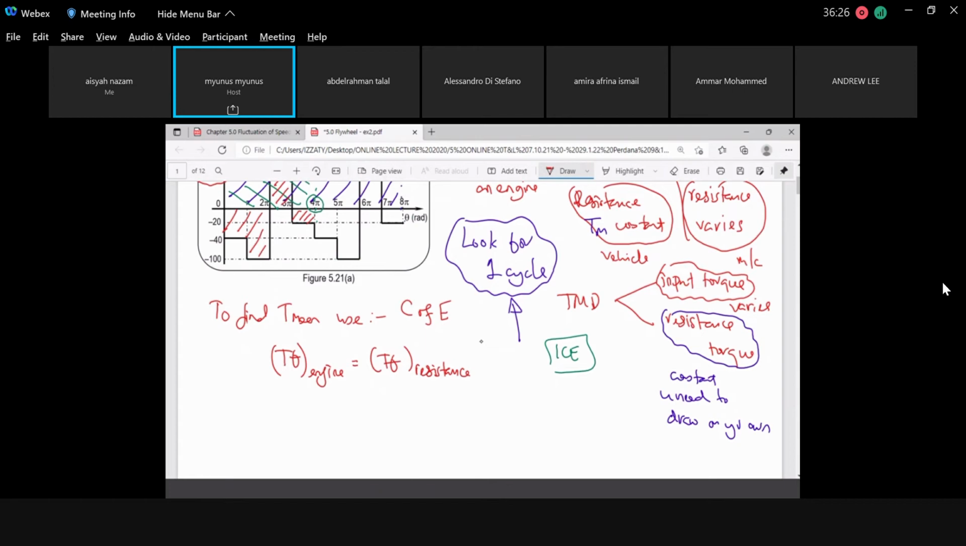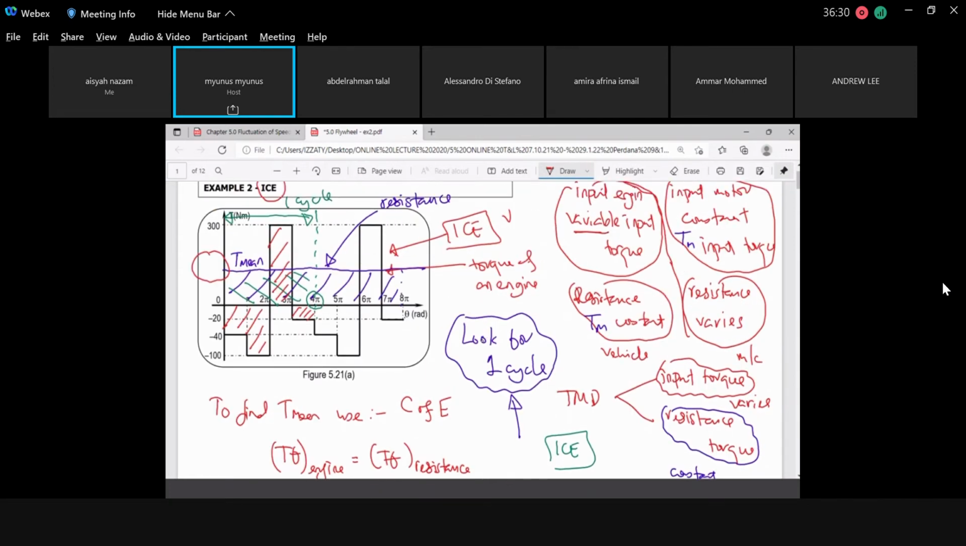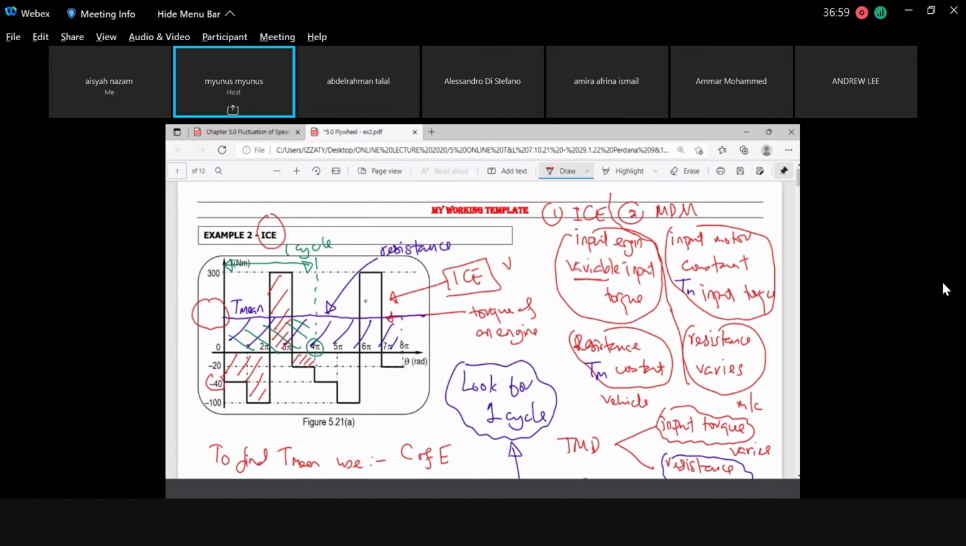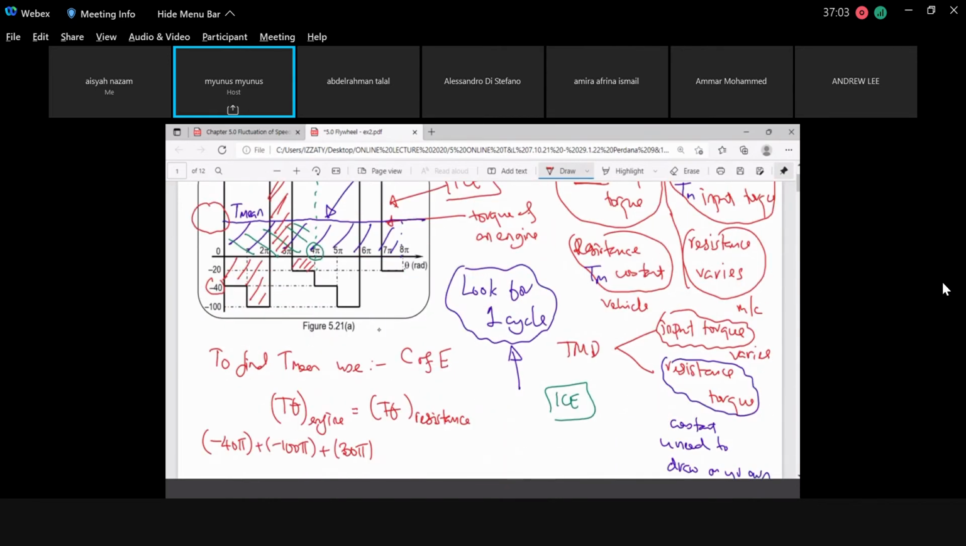So for the engine, you have to calculate every single area under the curve. You can also refer to your books. You find that this one is 40, and this one is pi, so you have negative 40 pi. Plus we have another one, negative 100 pi. Then you go up here, plus 300 pi, the whole area under the curve. Then the small portion of the graph, we put plus negative 25. Or perhaps you can put any area below origin as negative, so it's up to you.